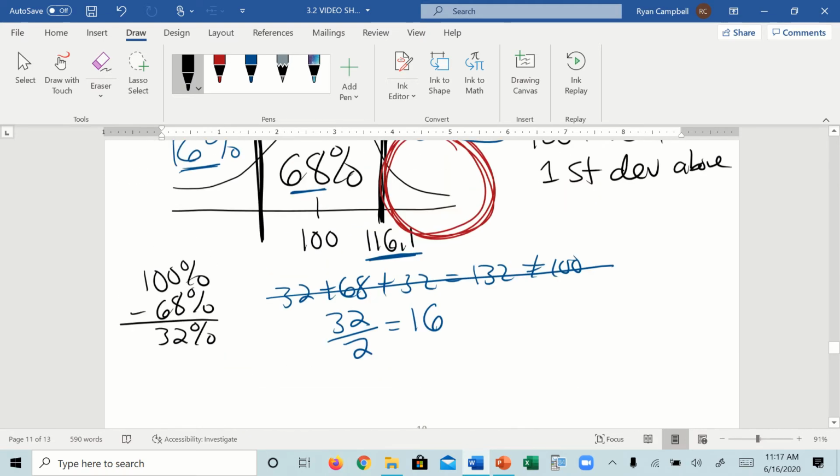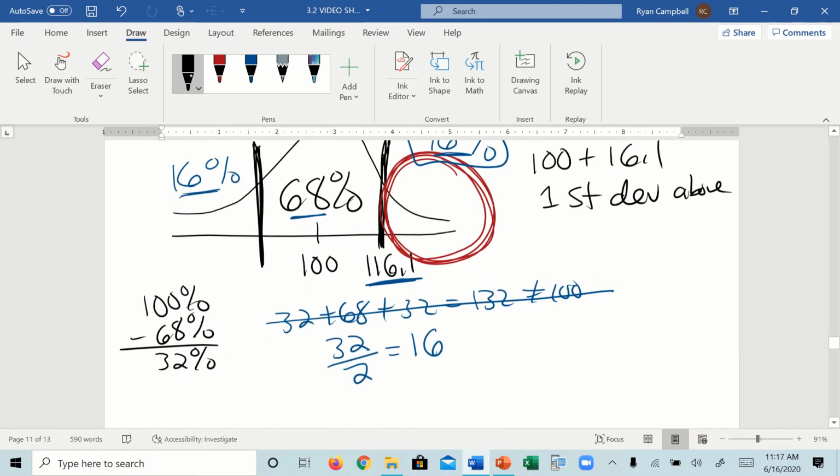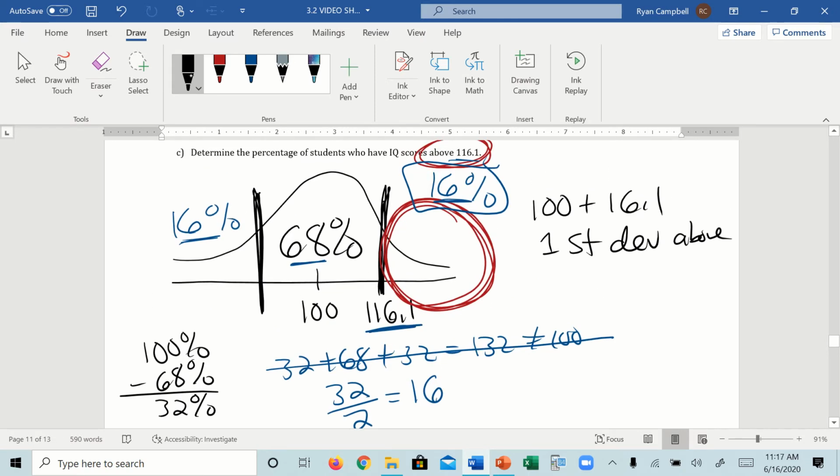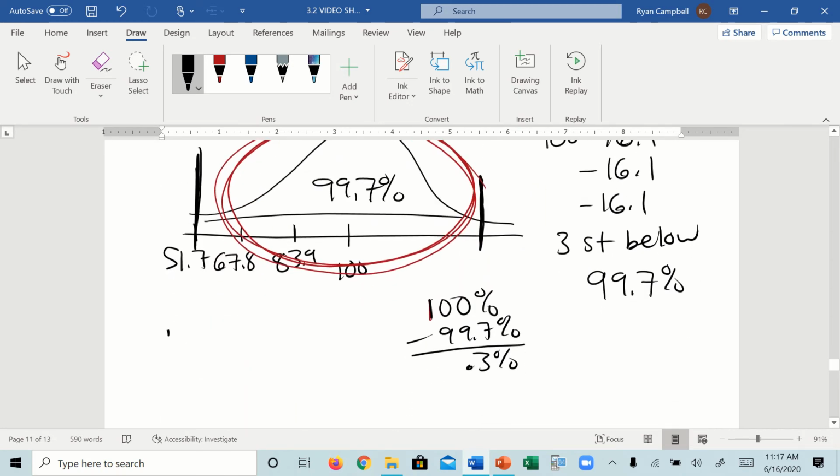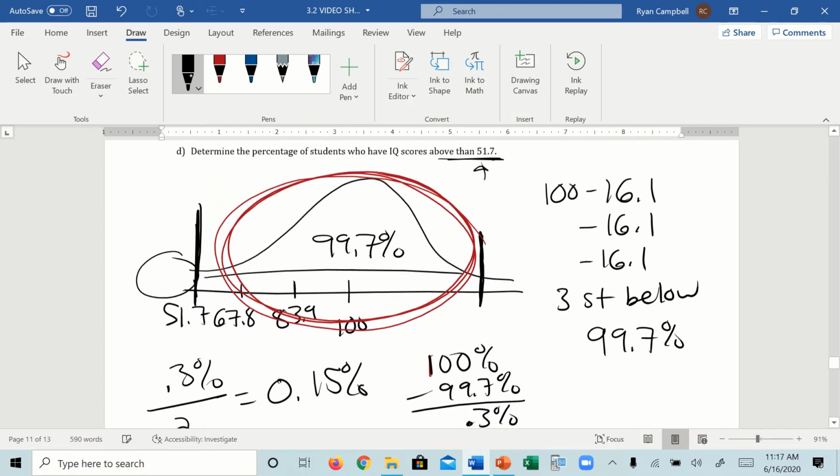But just like how when we had over here, right? When we subtracted, we got 32%. Remember, the total has to add up to 32. So then we got to split it in 2 sections, right? So 0.3% split up into 2 sections is going to be each of them having 0.15%. So this side has 0.15% and this side has 0.15%.